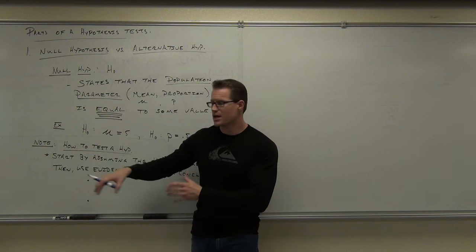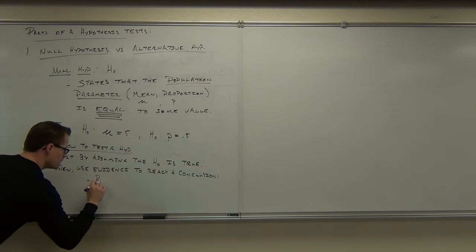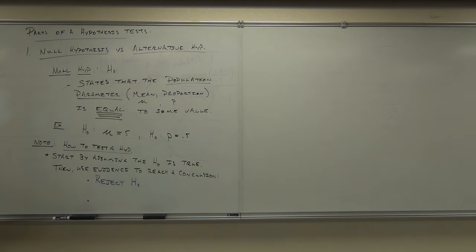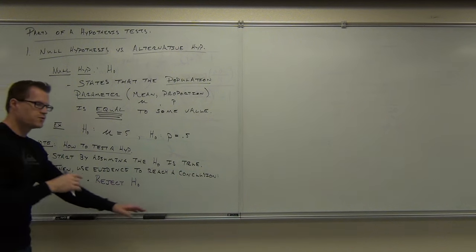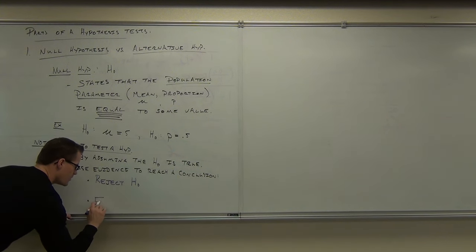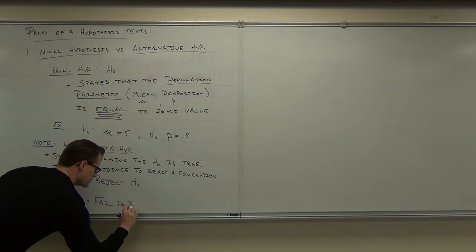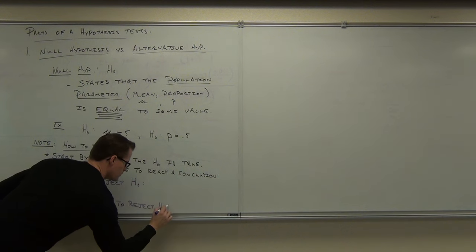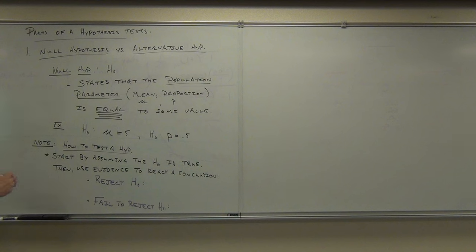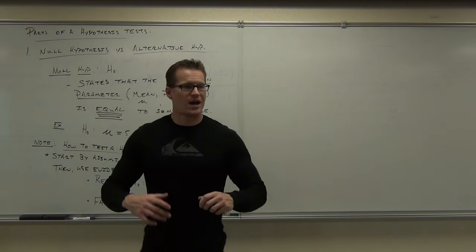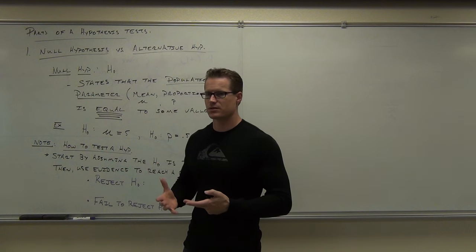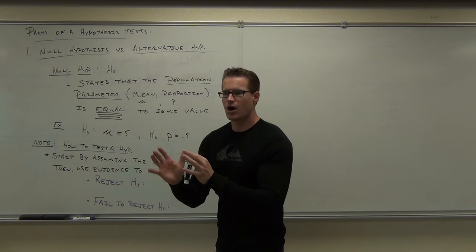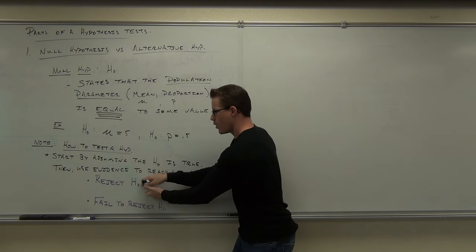Here's what that comes down to for us. Either you're going to reject the null hypothesis, or you're going to fail to reject the null hypothesis. That's it. Are you ever going to be able to accept the null hypothesis? No, never. You're never going to have enough evidence to prove it completely right. All you're going to have enough evidence to do is to prove it wrong or not be able to prove it wrong.